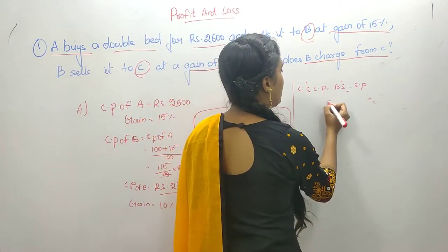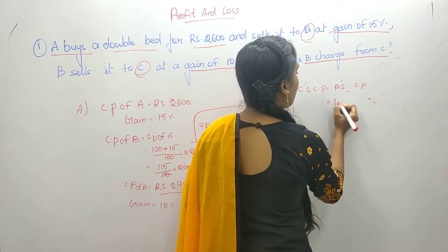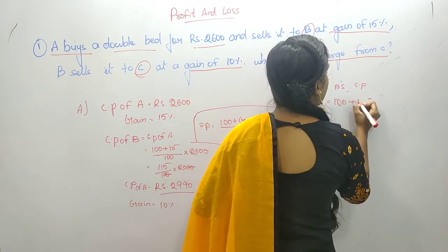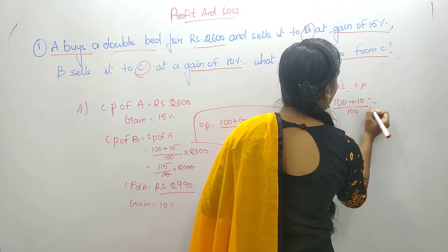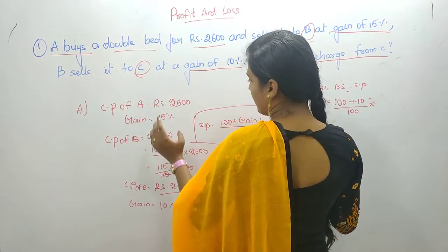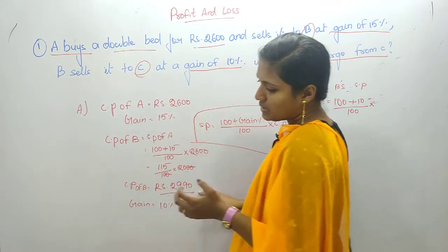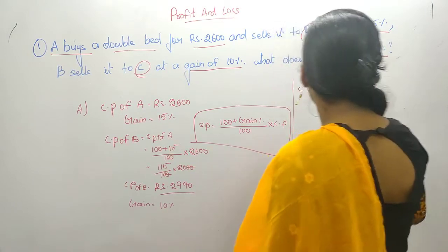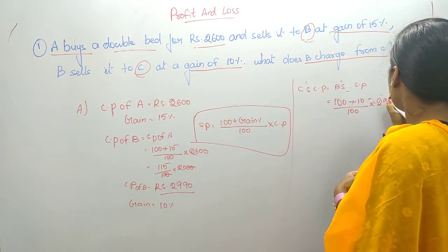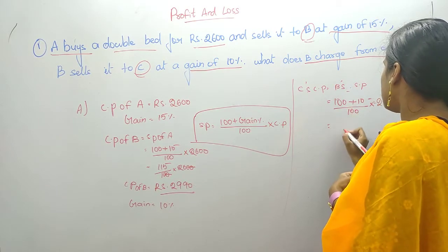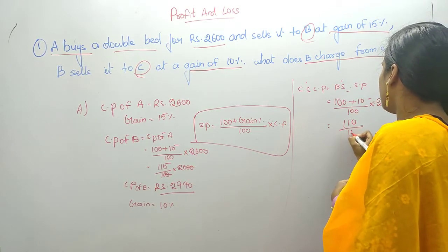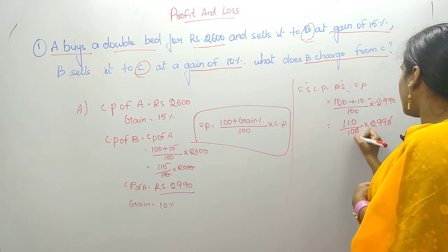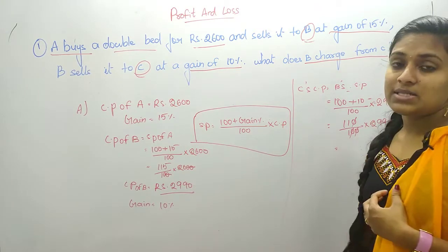By substituting in that formula: 100 plus gain percent, which is 10%, so 100 plus 10, by 100, into cost price, which is 2,990 rupees. 100 plus 10 is 110 by 100 into 2,990 rupees. Do the cancellation. After cancelling, what answer will we get?